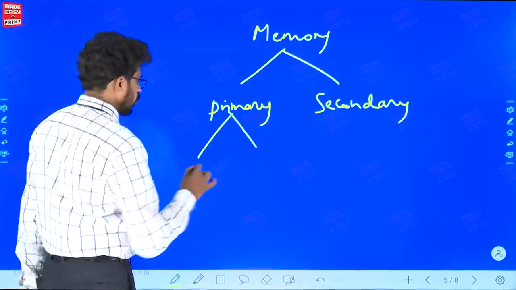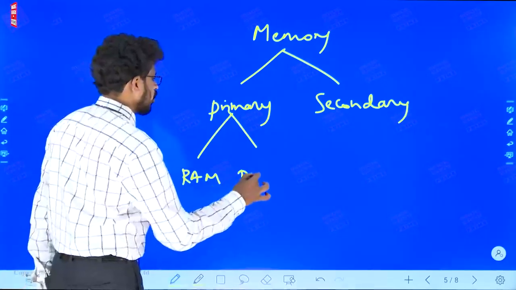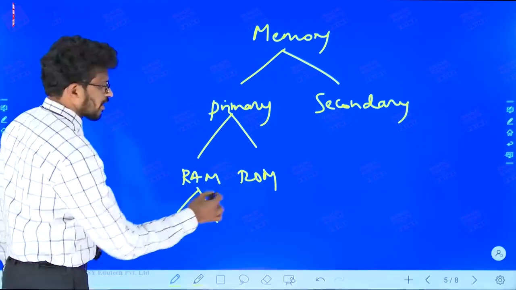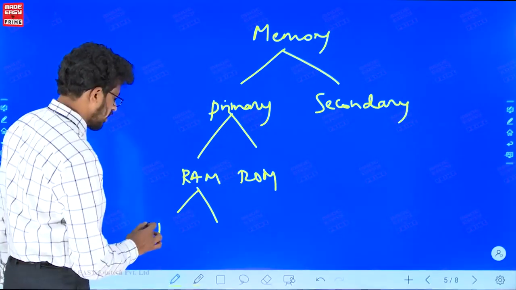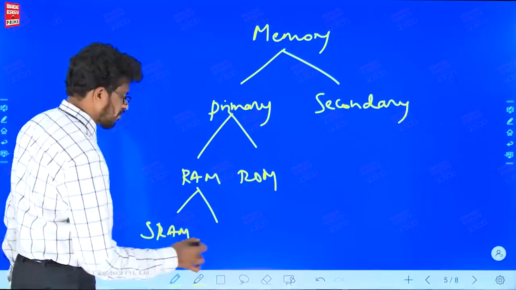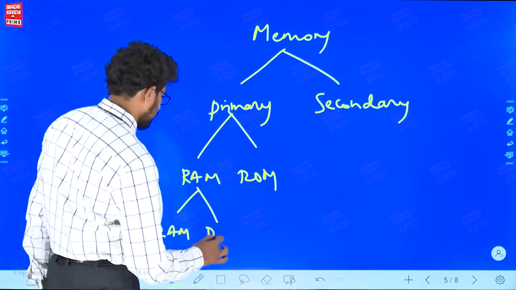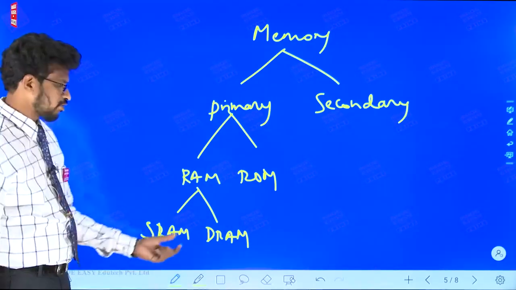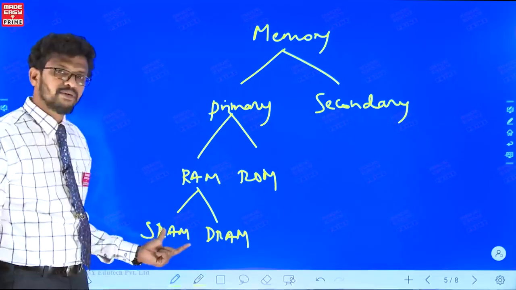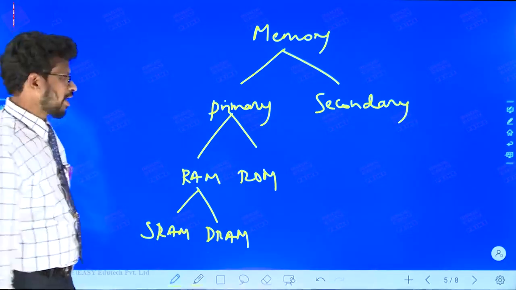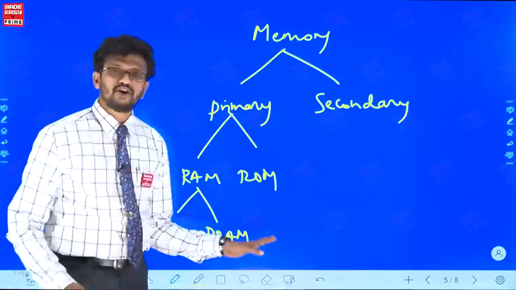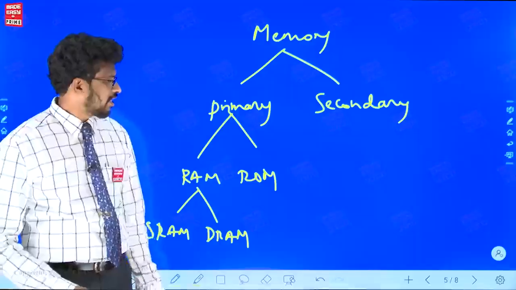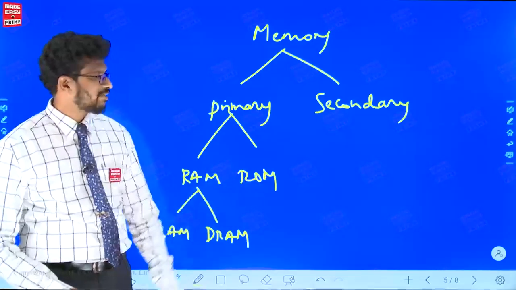Primary memory again has two parts, that is RAM and ROM. RAM stands for random access memory, and ROM stands for read-only memory. Here you have static RAM, which depends on voltage for storing the data, and dynamic RAM, which depends on charge. The data is stored in the form of charge, or the bit is stored as voltage. ROM again has several types: masked ROM, programmable ROM, EEPROM, and so on. We shall see them later. Once you understand this one, the remaining is very easy to follow.